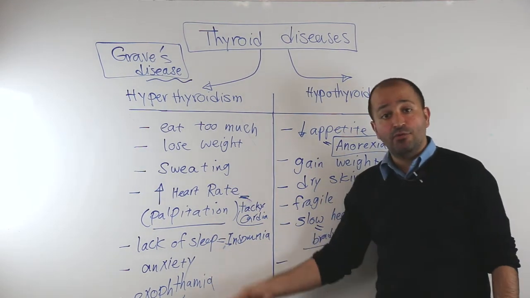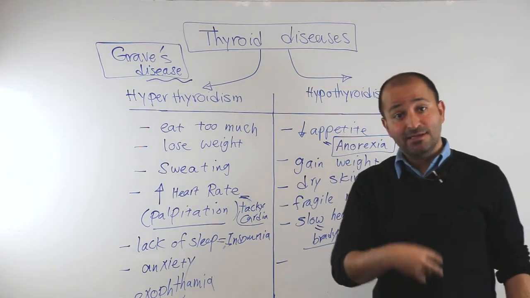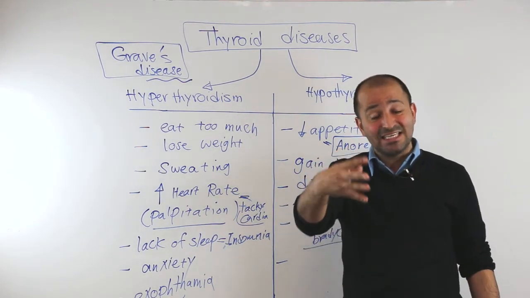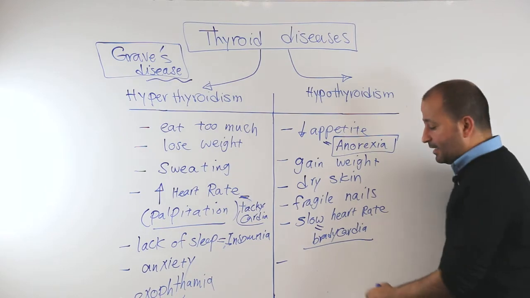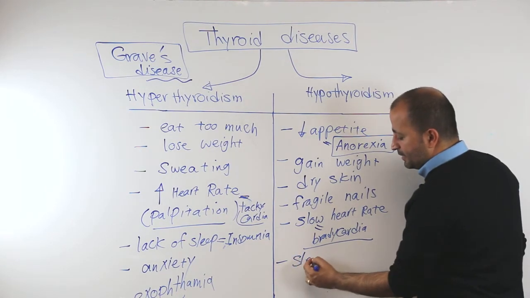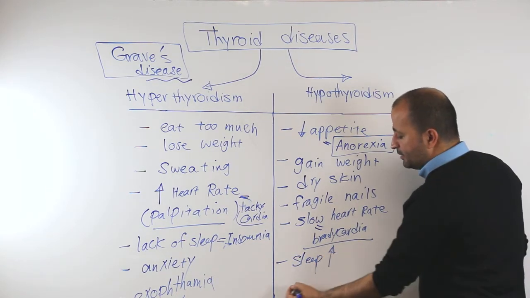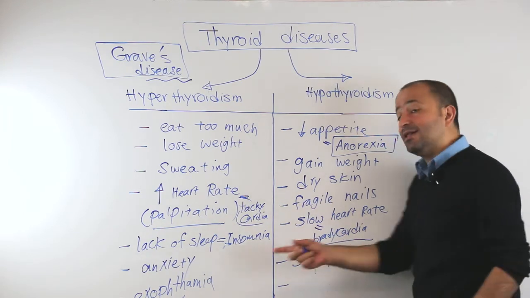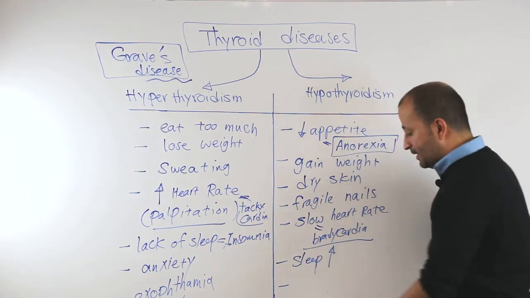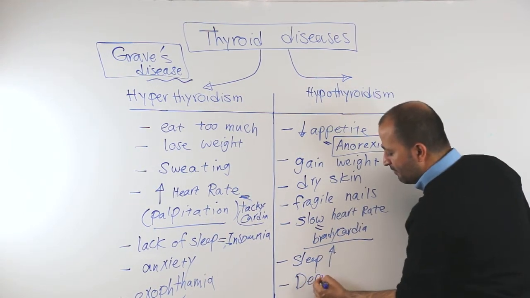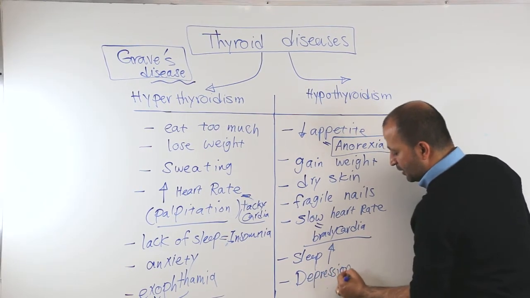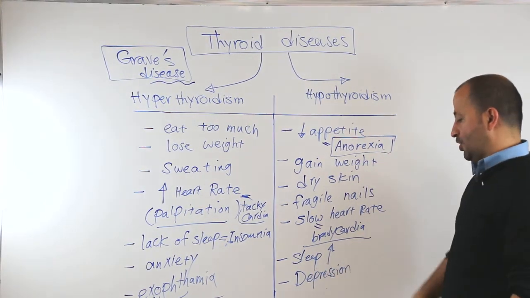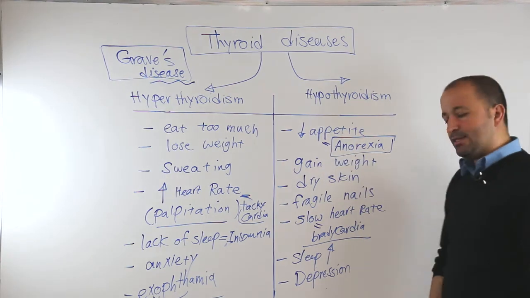Patients with hyperthyroidism have lack of sleep. They cannot sleep. They have anxiety. But here, the opposite, they sleep a lot. And the opposite of anxiety is depression. A lot of these patients are fighting with depression. That's hypothyroidism. So these are the major things you have in hypothyroidism.